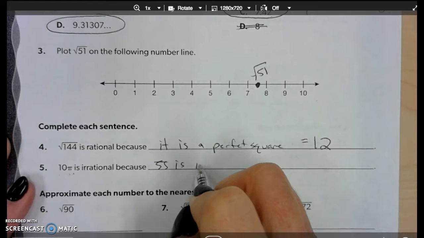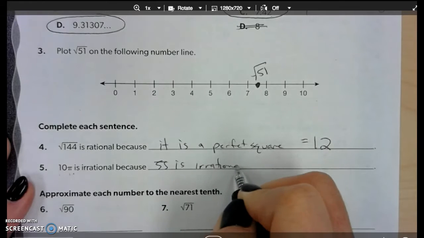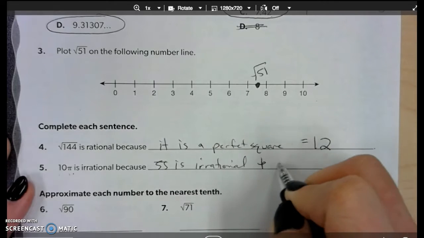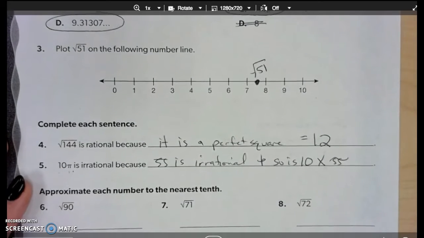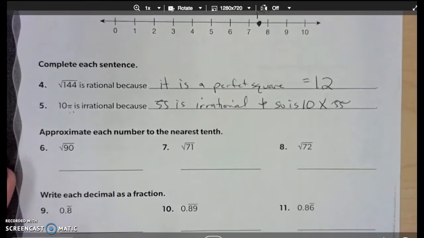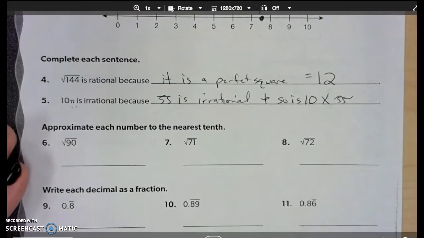Pi is irrational. And so is 10 times pi. Okay, it's not going to fix the irrational. Approximate each number to the nearest tenth.